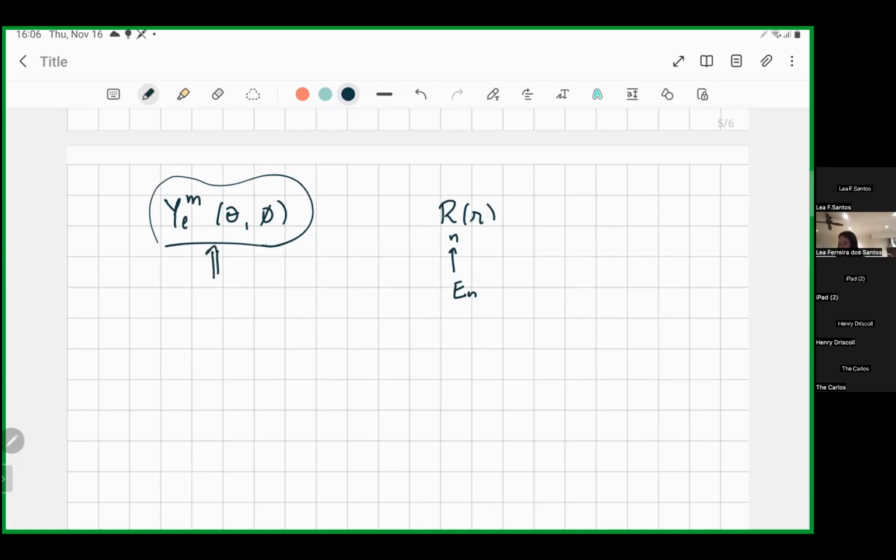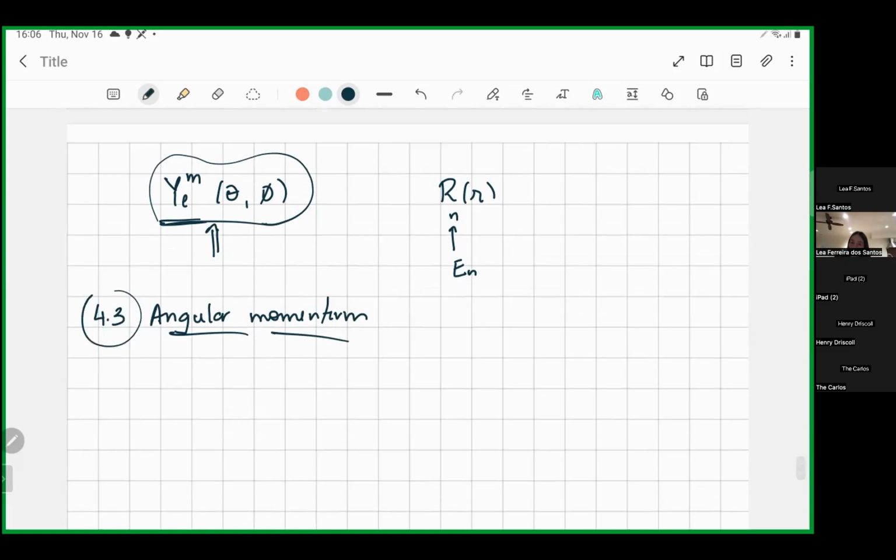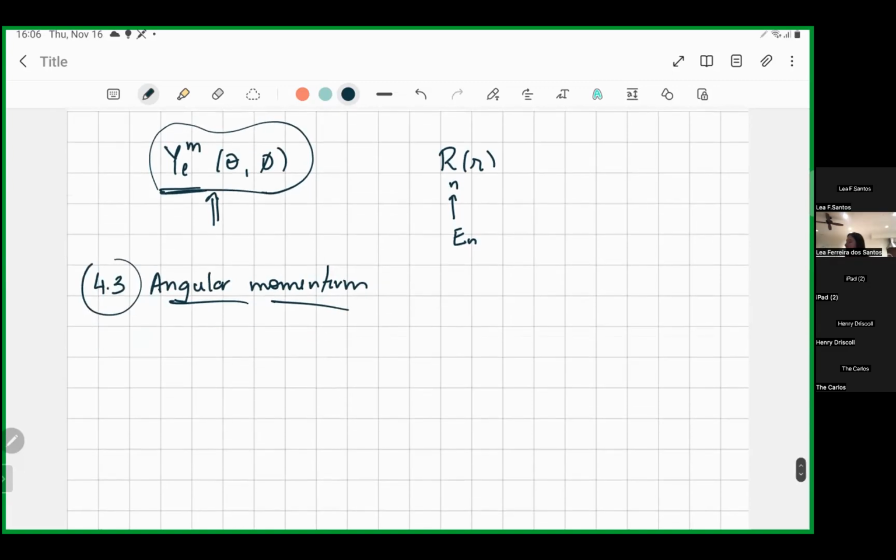What we are going to discuss now is angular momentum. What we are going to see is that these are the solution, the eigenfunctions for the angular momentum. So that's the new section 4.3 in the book, which is very important. It reminds us of what we've done for the harmonic oscillator.